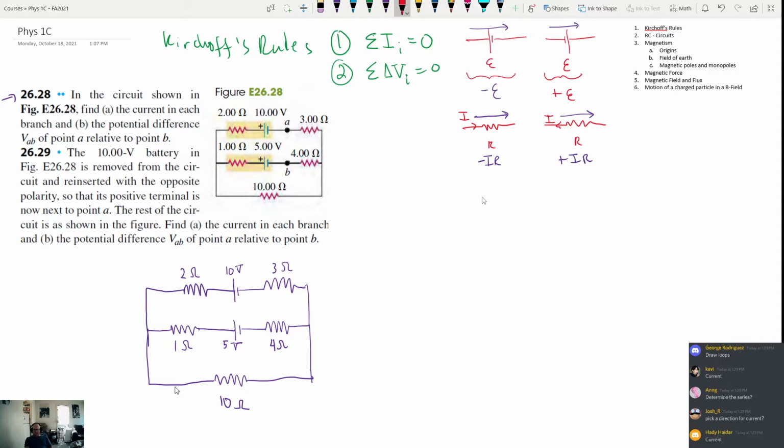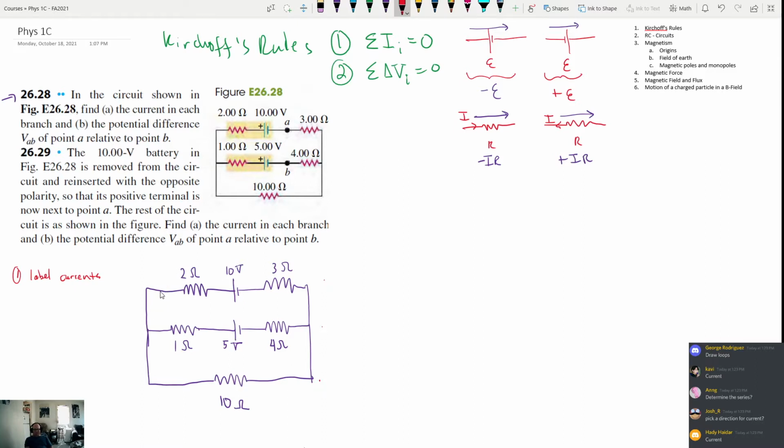So, current. We need to label some currents. That's the first thing we want to do. So step 1, label currents. We're free to do this any way we want to, right? So I'm just going to go from top to bottom, 1, 2, 3, and call them I1, I2, I3.